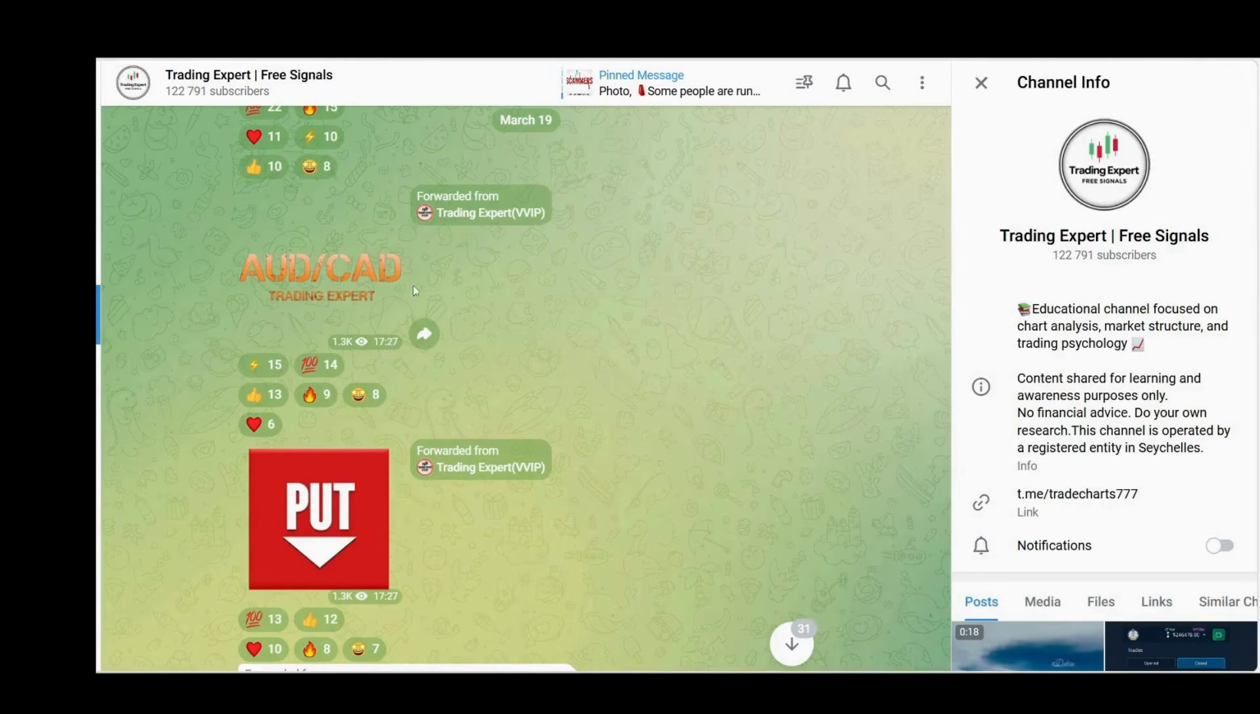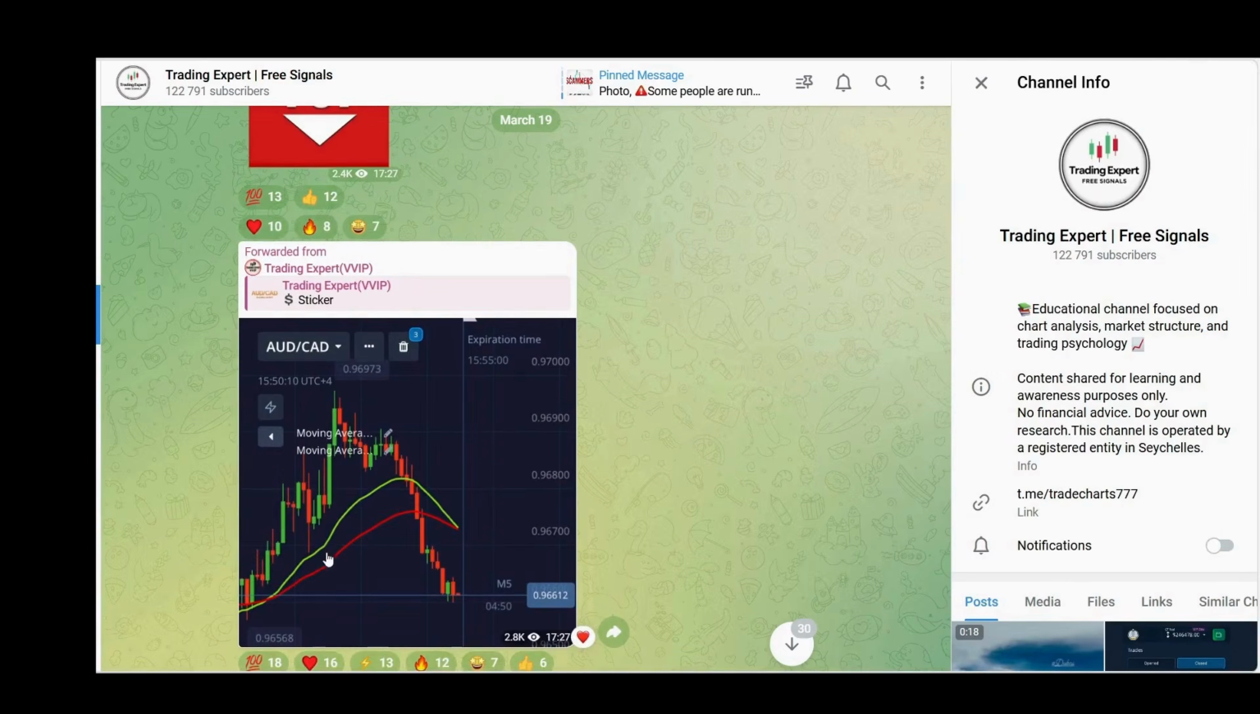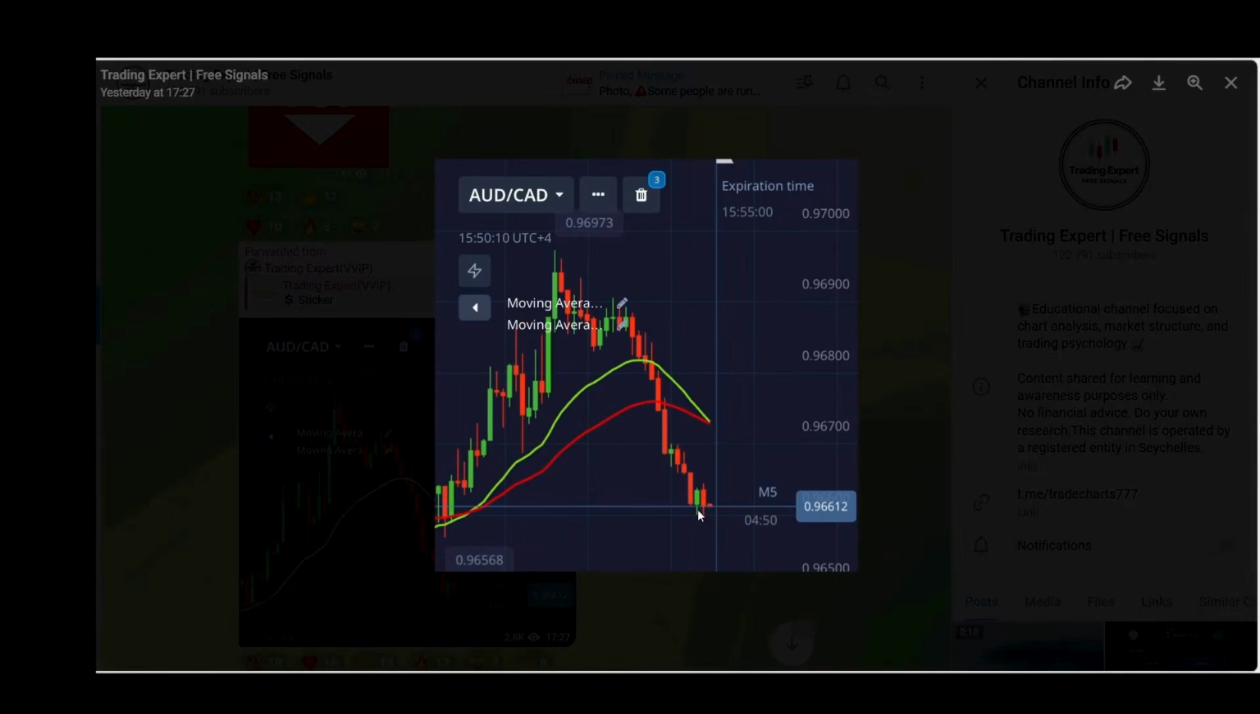Let's move on to the second trade, which we provided on AUDCAD for a downside move in the VIP group. The logic behind this trade was that the previous green candle left a wick towards the downside. That's why we provided a signal for the downside move, and this was another clean win.